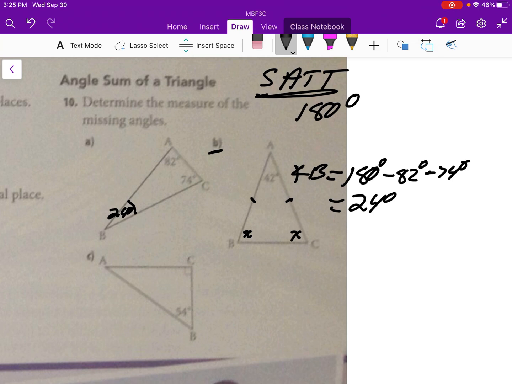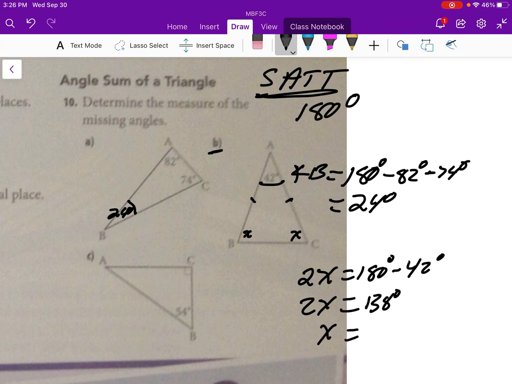So how do you find what each individual angle is? Well, again, you know that angle A is 42. So we know that 2x is going to be 180 degrees in total minus the 42 degrees. Okay, so the 2x is 180 minus the 42, and we've got 138 degrees there. And so we divide both sides by 2 to get our final answer for each individual one, and that's 69 degrees.